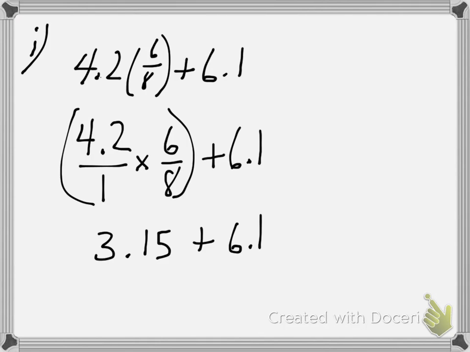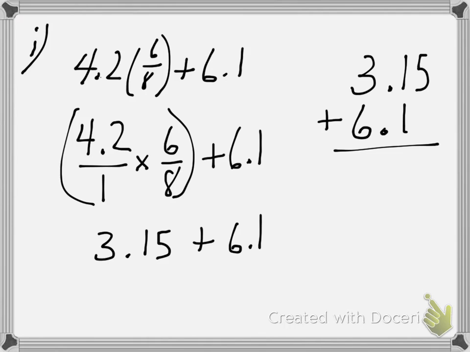So if we go back, this became 3 and 15 hundredths, and then we didn't use the plus 6.1. So now we simply line up our decimal points, because we have to put the ones below the ones and the tenths below the tenths. And we can add a 0 here, and then we simply add like 315 plus 610. And we get 9 and 25 hundredths.